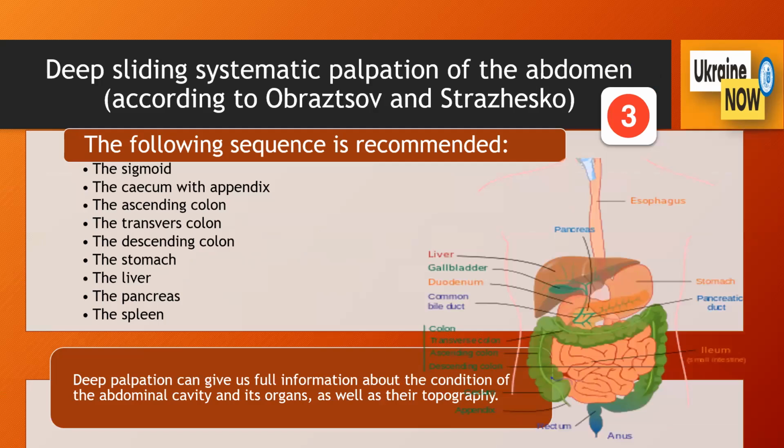Next is deep palpation, and it can give us full information about the condition of the abdominal cavity and its organs, as well as their topography. The following sequence is recommended: sigmoid colon, cecum with appendix, ascending colon, descending colon, transverse colon, stomach, liver, pancreas, and spleen.